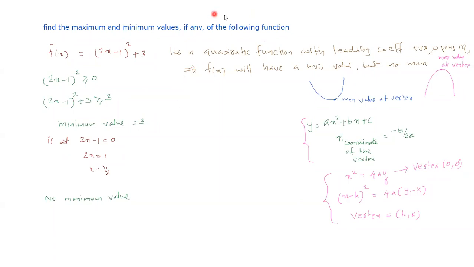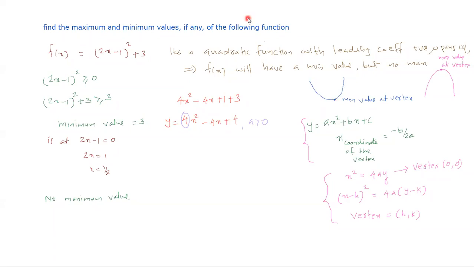If you use the quadratic idea, then (2x − 1) the whole square is a square minus 2ab plus b square. So a square is 4x square, minus 2ab, so 4x, plus 1, plus 3. So you will get f(x) equal to 4x square minus 4x plus 4. And you can see it's a quadratic equation with leading coefficient 4, so a is greater than 0. That means it opens up. Since it opens up, we know there will be a minimum value, and the minimum value will be at the vertex.